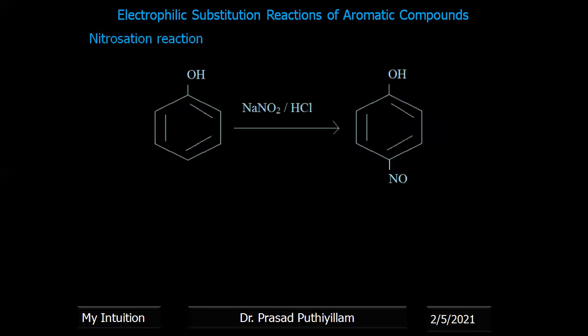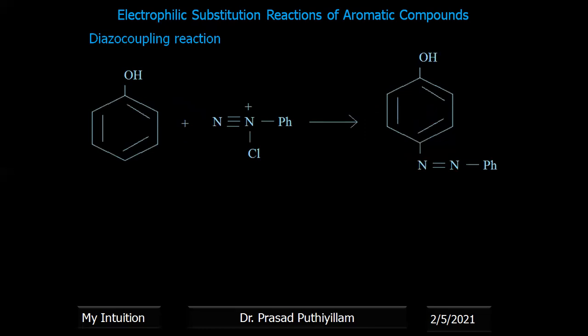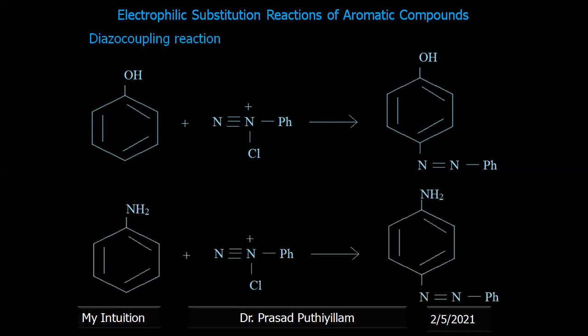Nitrosation reaction, in which an NO group is attached, is one of the important reactions: phenol reacts with NaNO2 and HCl to get phenol with an NO group attached at the para position. Diazo coupling is also an example of electrophilic substitution reaction. Phenol as well as aniline will give the same reaction. Here the phenyl diazonium salt acts as the electrophile, and a coupling reaction takes place. Even aniline will give a similar coupled product.